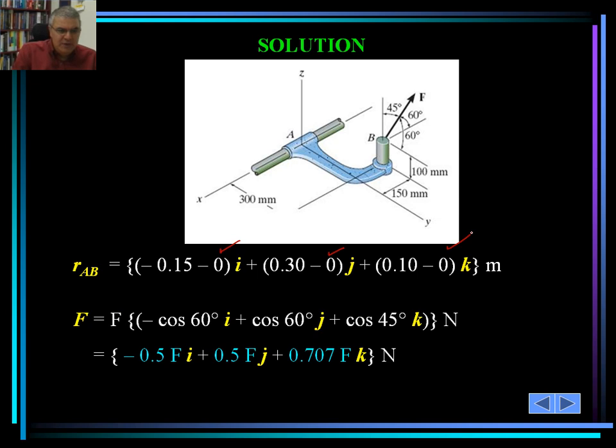Then the force in terms of i, j, k components, this is our unknown. Remember, we don't know the F, but we do know the angles. Those are given. So we're going to set it up in terms of the unknown. So F would be minus 0.5 Fi plus 0.5 Fj plus 0.707 Fk Newton.